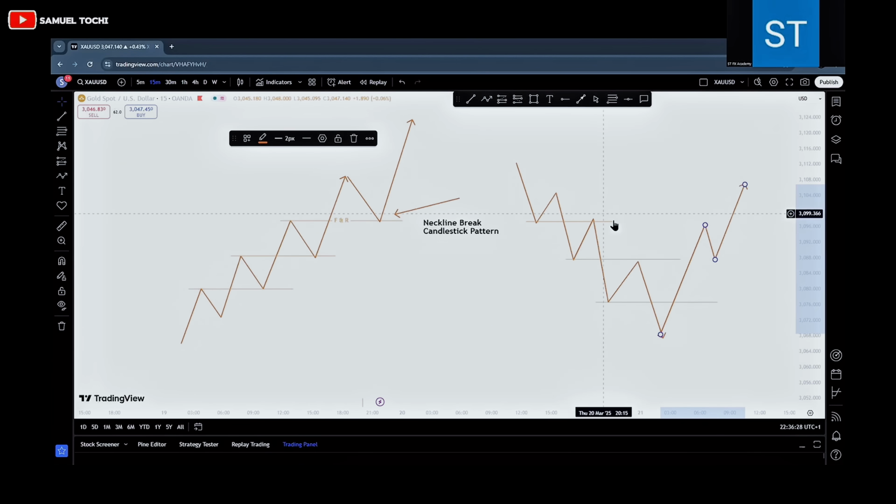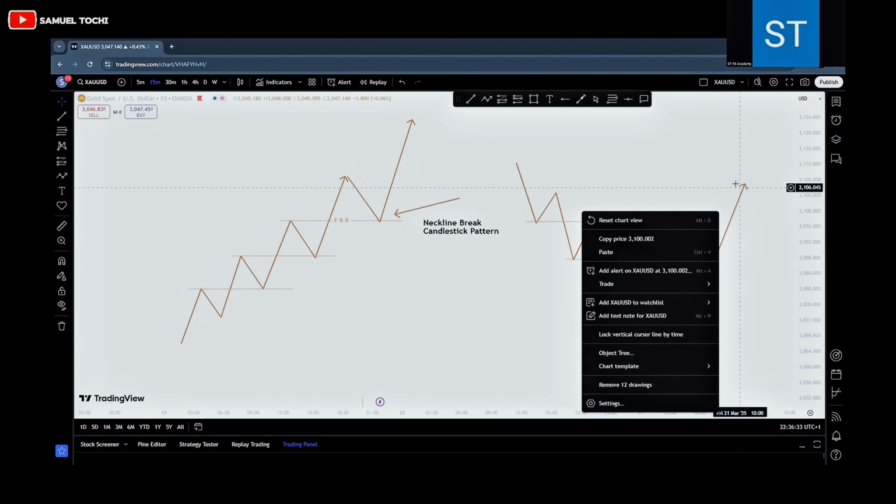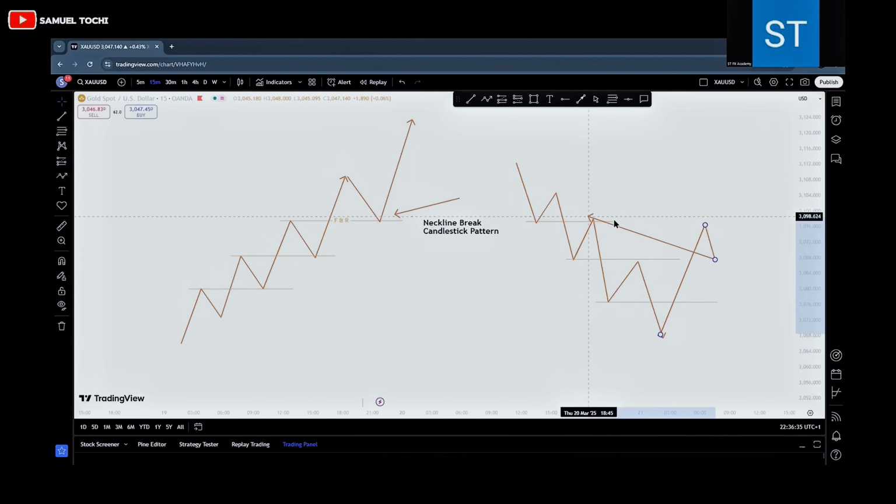It's not supposed to take out two highs. The least it could do is take out the first one, maybe respect this particular level, right? Take out the first one, maybe respect this level and do what? Continue to the downside, right? But in a downtrend, the market is not permitted to take out highs.